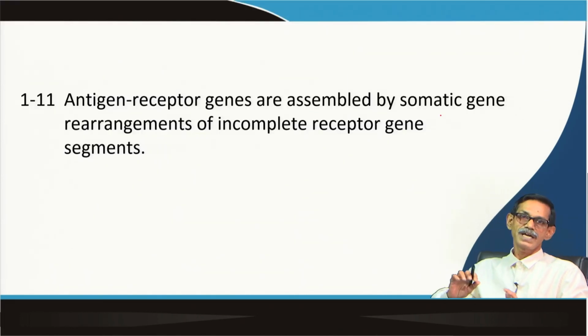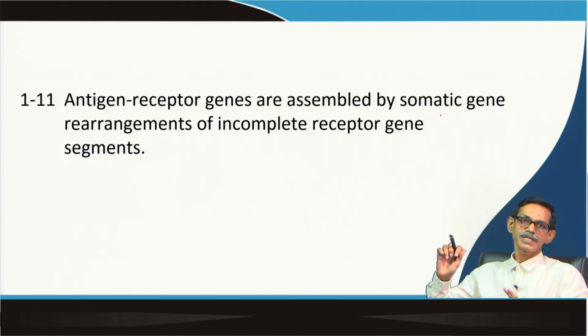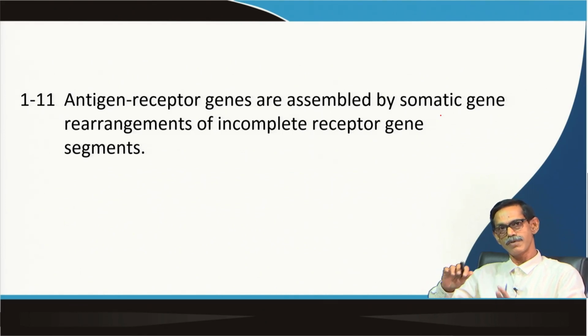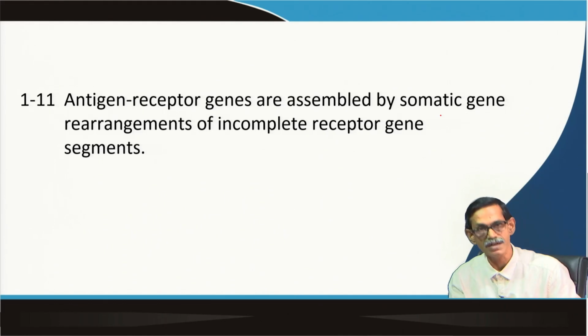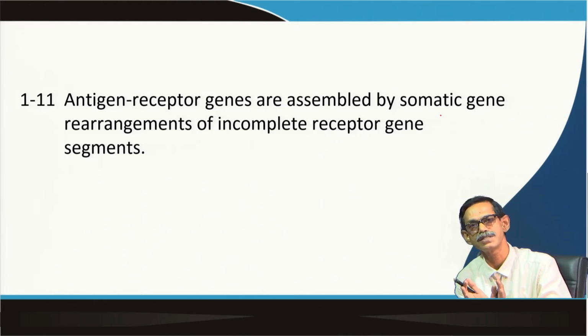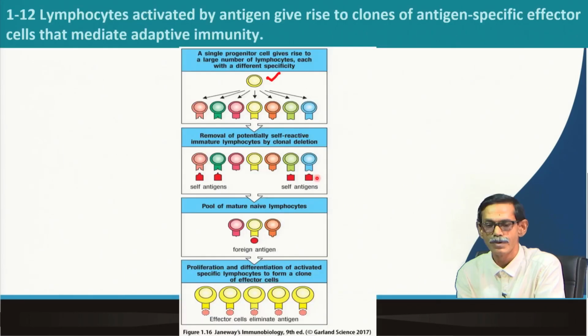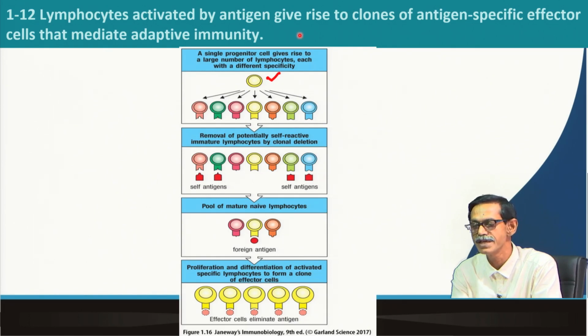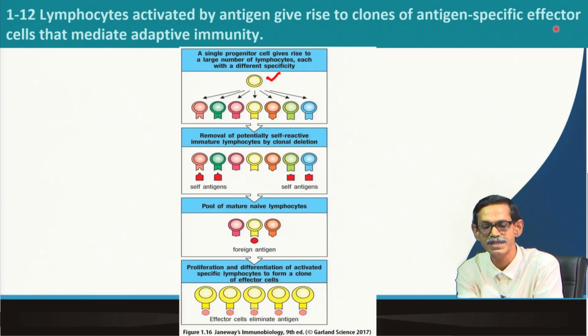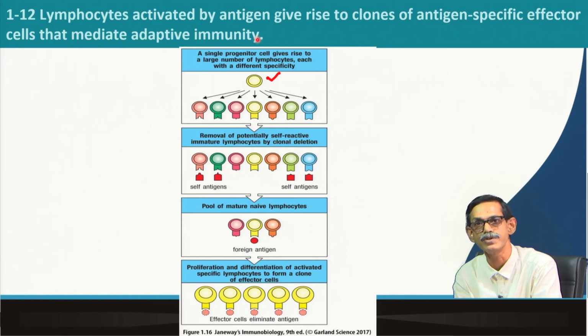I already told you this: antigen receptor genes are assembled by somatic rearrangement of incomplete receptor gene segments, which is a little complicated for this timing. We will discuss in much more detail later how this variety of receptors, which can recognize a variety of antigens or epitopes, arises. Okay. So, lymphocytes activated by antigen give rise to clones of antigen-specific effector cells that mediate adaptive immunity.